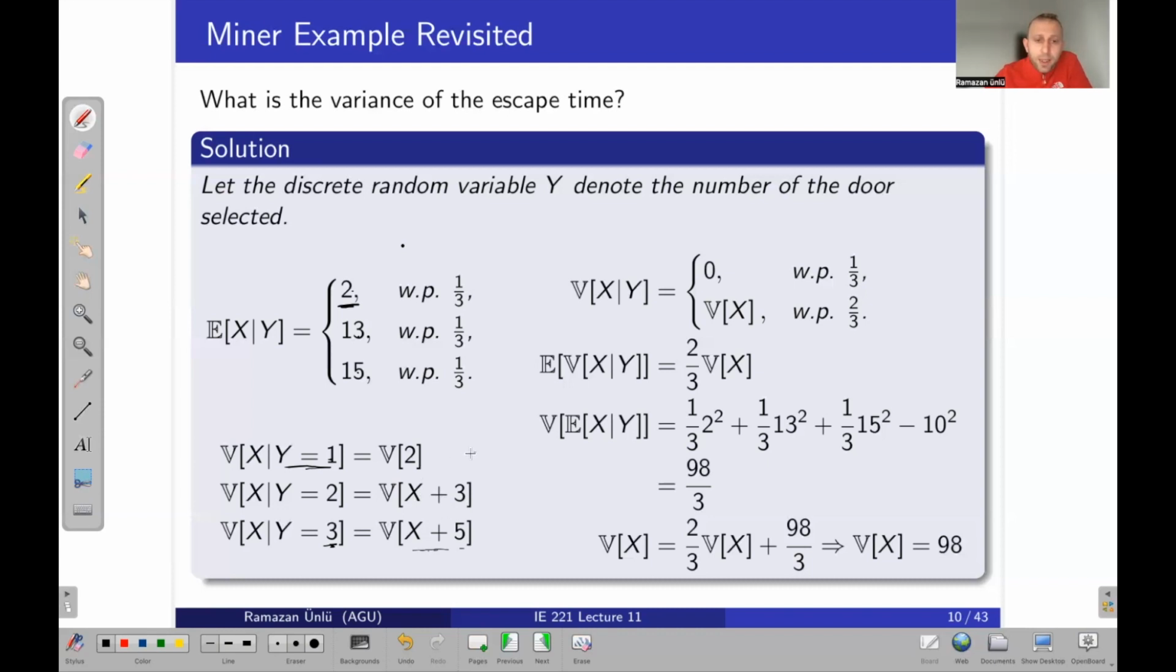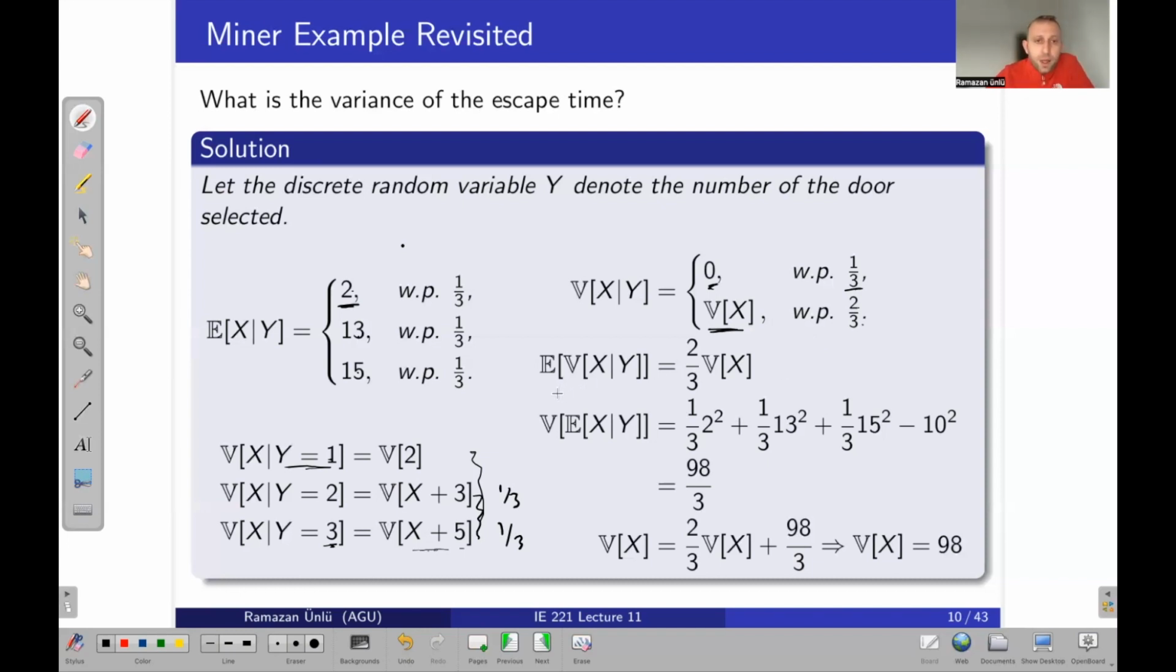That's why I can rewrite this part as the variance of x given y, and that can be considered as a new random variable, which can take 2 different values. That can be 0 with the probability of 1/3, and it can take the variance of x with the probability of 2/3. Why? Because both of them are the variance of x, and the probabilities are 1/3 and 1/3. So the summation is 2/3. Okay.